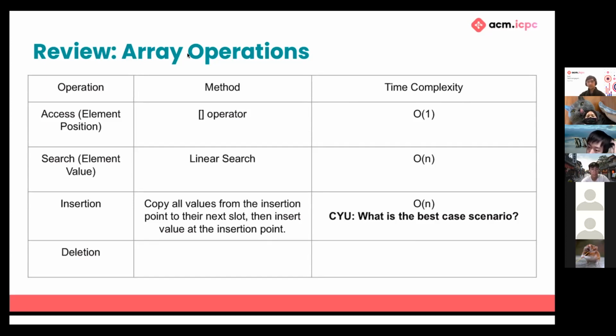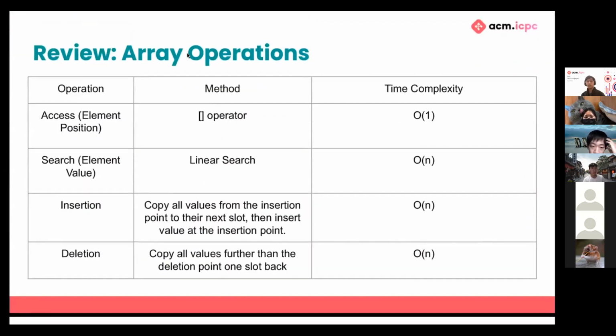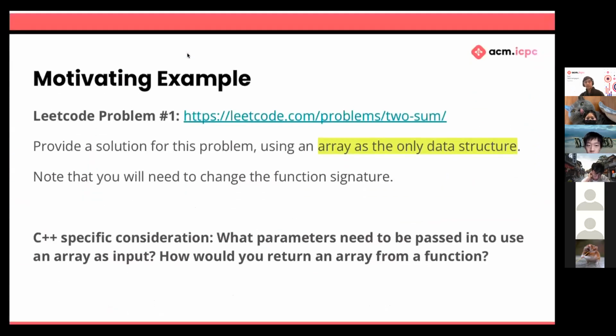Yeah, perfect. So what you'd have to do is copy all values further than the deletion point 1 slot back. This will overwrite the value, effectively deleting it and reducing the amount of elements in the array. So this is going to be an O of n operation also, because every single element past the point that we're deleting, we have to copy back 1 space. Right, so that's a quick overview of all the array operations. And now let's get into actually using arrays.